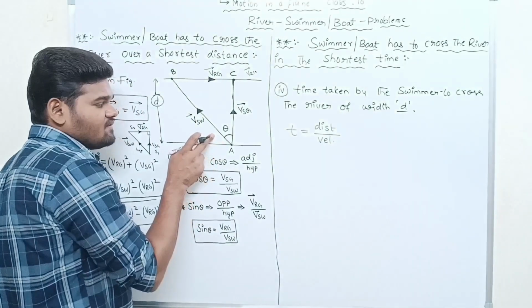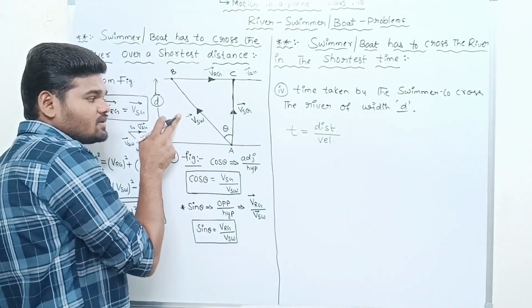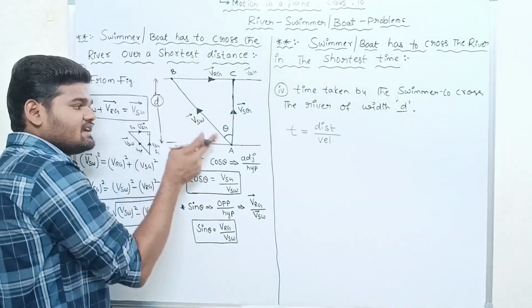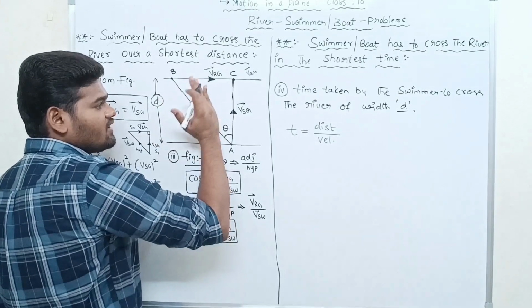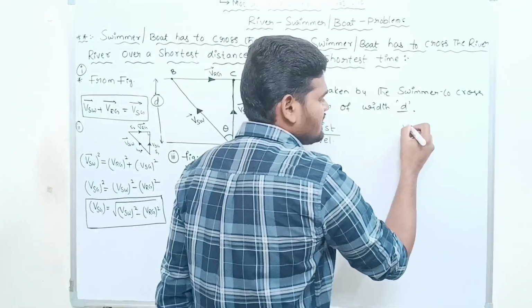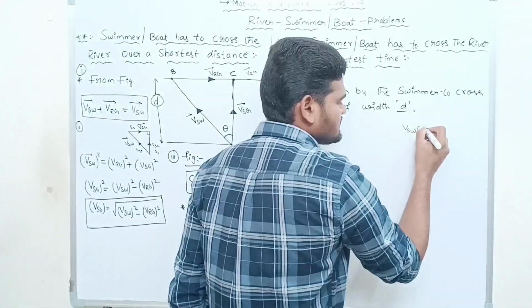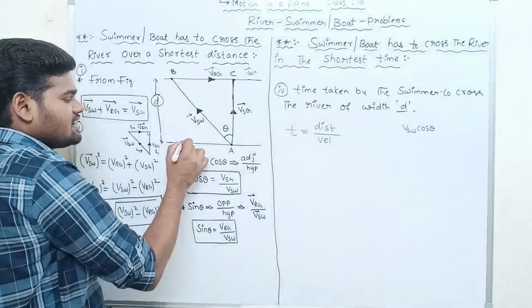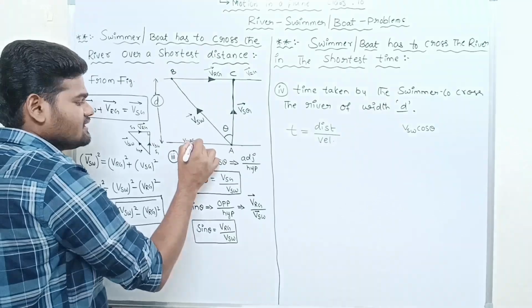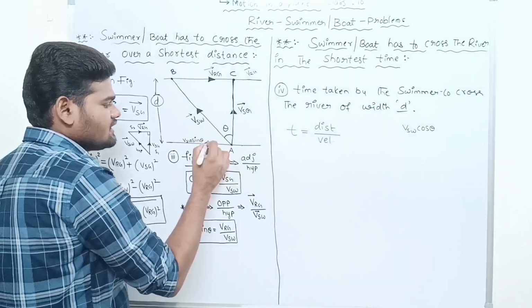Now what is this? Velocity of swimmer with respect to ground, and it is in a plane, so it has two rectangular components. Have a look. Along the theta side, we get VSW cos theta, and perpendicular to this you will get VSW sin theta along this direction.